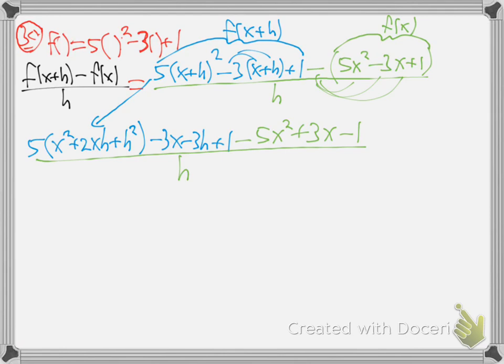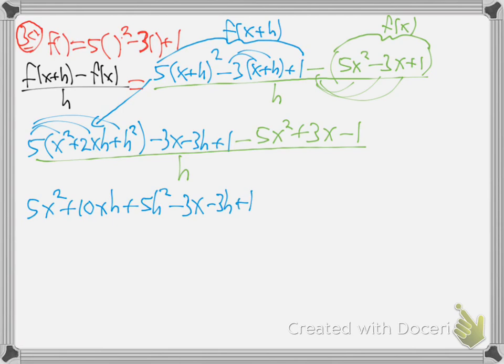Now distribute that 5. And what's supposed to cancel on the top? Everything but h. All the non-h terms are supposed to cancel. So that 5 is going to go through. 5x squared plus 10xh plus 5h squared minus 3x minus 3h plus 1, all over h. Okay. Now, are we good to there? I distributed that 5. And now we cancel all the non-h terms.